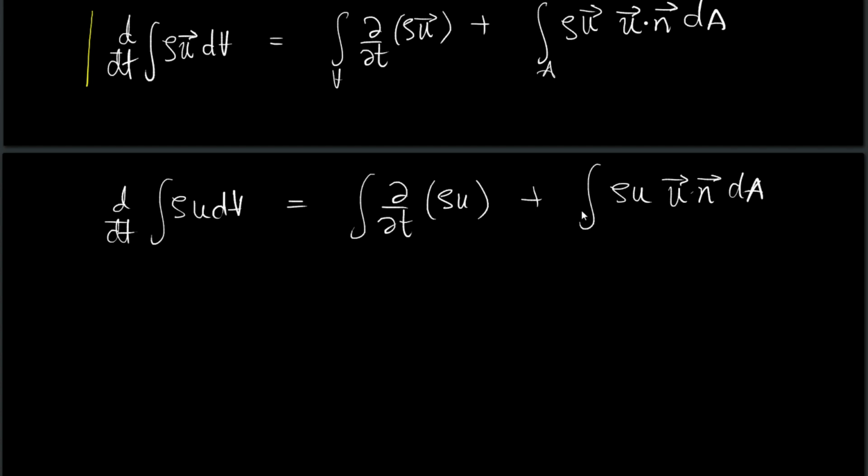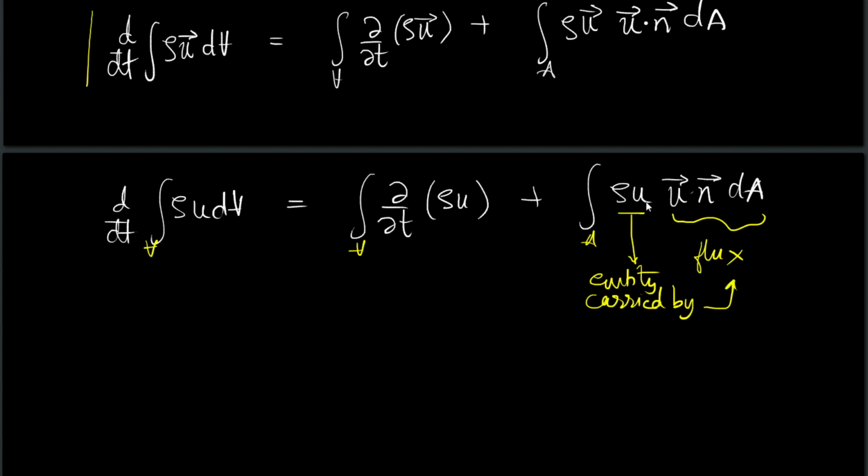So this particular term is the entity being carried by this flux. So it is still going to be a vector flux, but this is the entity being carried by the vector flux, which is the x momentum. So this is the x momentum.